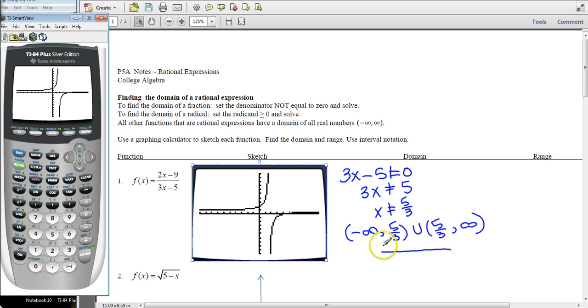If it helps you, you might look at it on a number line. Here's the 5/3. We cannot use 5/3, but we can use everything left of it and everything right of it. So remember, your domain is the x values. What we're finding here are all the numbers that we can use for x in the function.